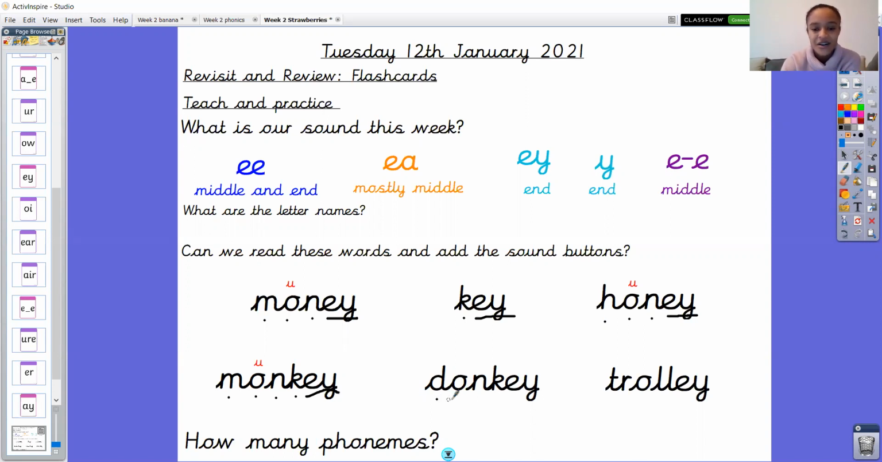Okay, let's move on to this next one. Ready? D-U-N-K-E. Donkey. Brilliant. Let's use our robot arms. Ready? One, two, three. D-U-N-K-E. Donkey. Another five sounds in that word. And finally, let's do this one together.